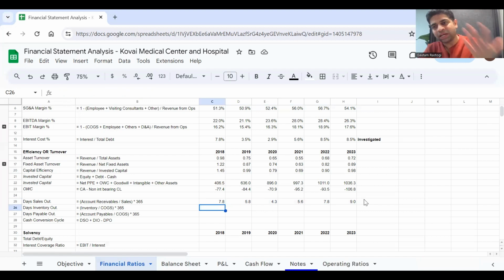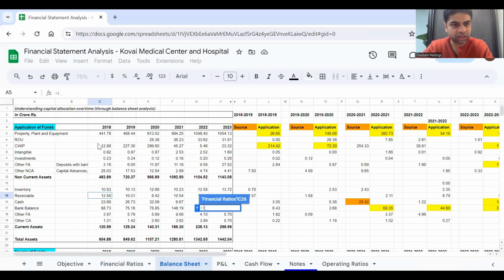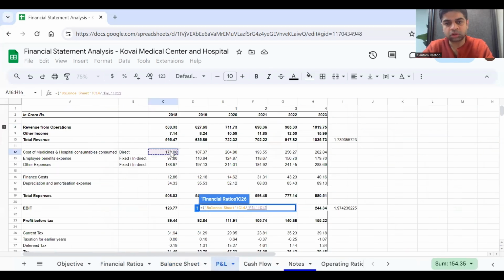DIO is again, so inventory for them is medical supplies, medicines, pharmacy, and the food items in canteen. That's what makes up inventory. So let's calculate DIO. DIO is the number of days it takes for them to convert their inventory into sales. All right. So inventory, same way we'll calculate. The only difference is it's inventory divided by cost of goods sold. You could also do it divided by sales.